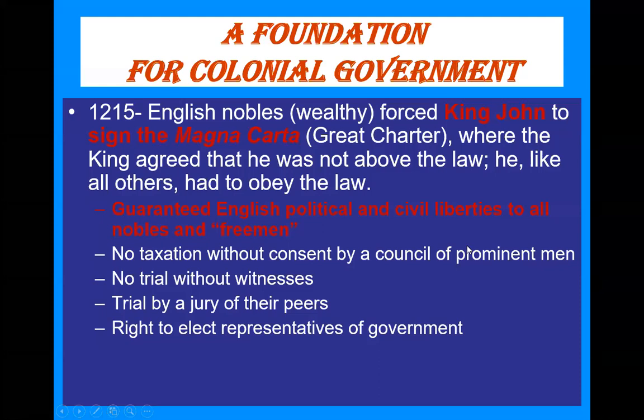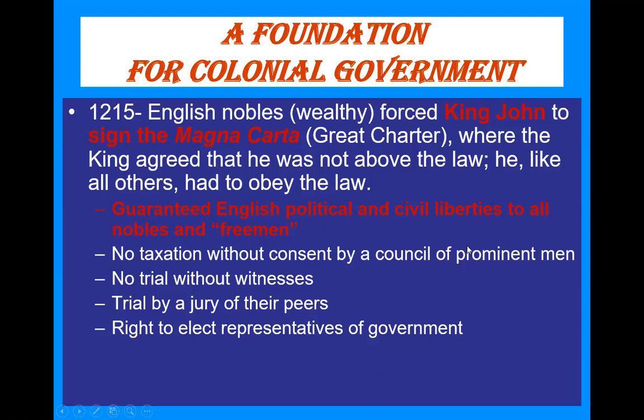So the nobles, who were the wealthy and the higher ups in society, trying to look out for some of the social middle class, forced him to sign something called the Magna Carta, which translates to the Great Charter or the Great Contract. Some of the things that he agreed to do was, first of all, this idea of rule of law. The Magna Carta established this idea that everybody, even the king, has to fall within the bounds of the law. So it guaranteed English political and civil liberties and rights to all nobles and freemen.